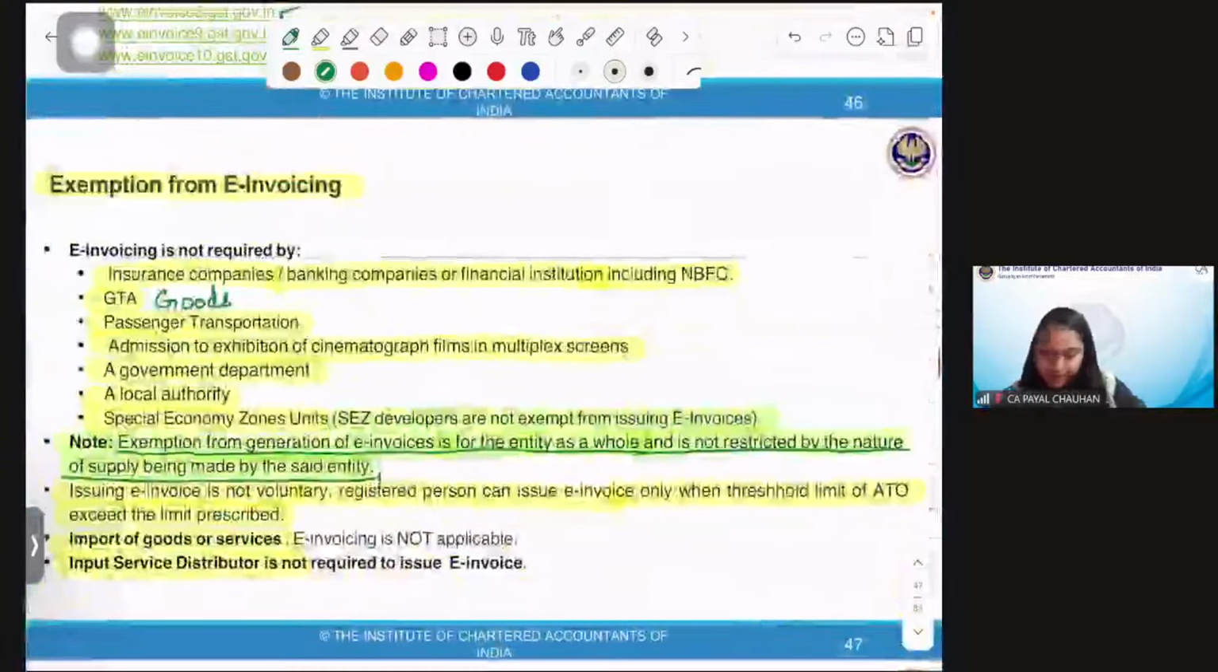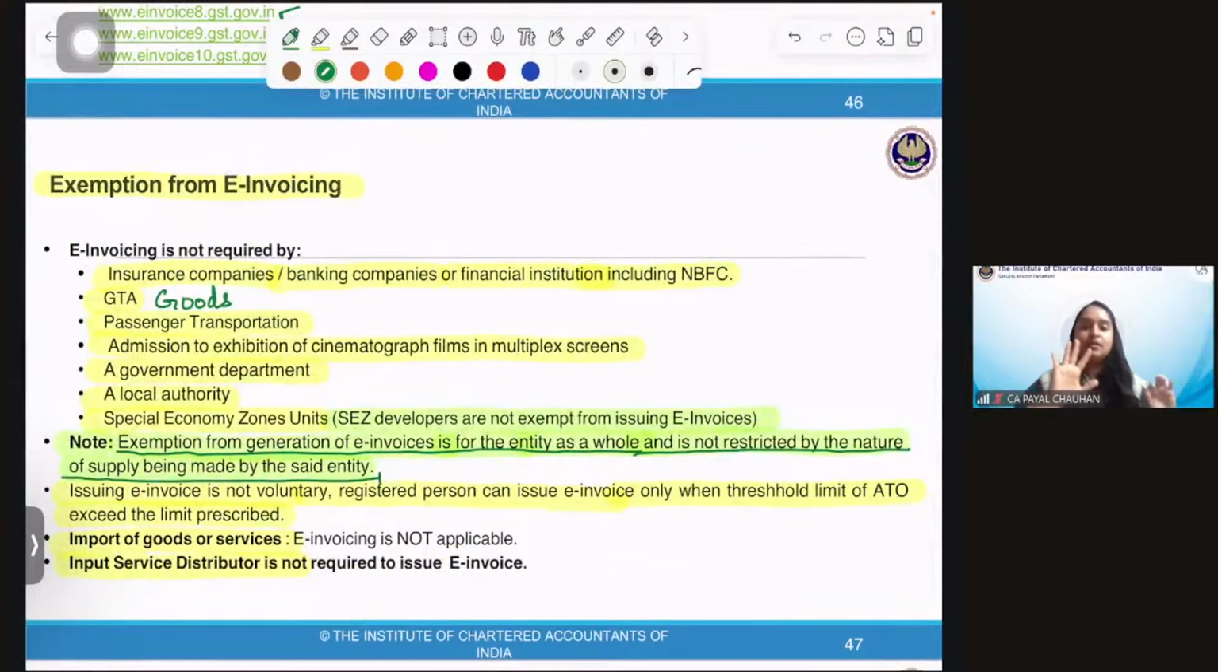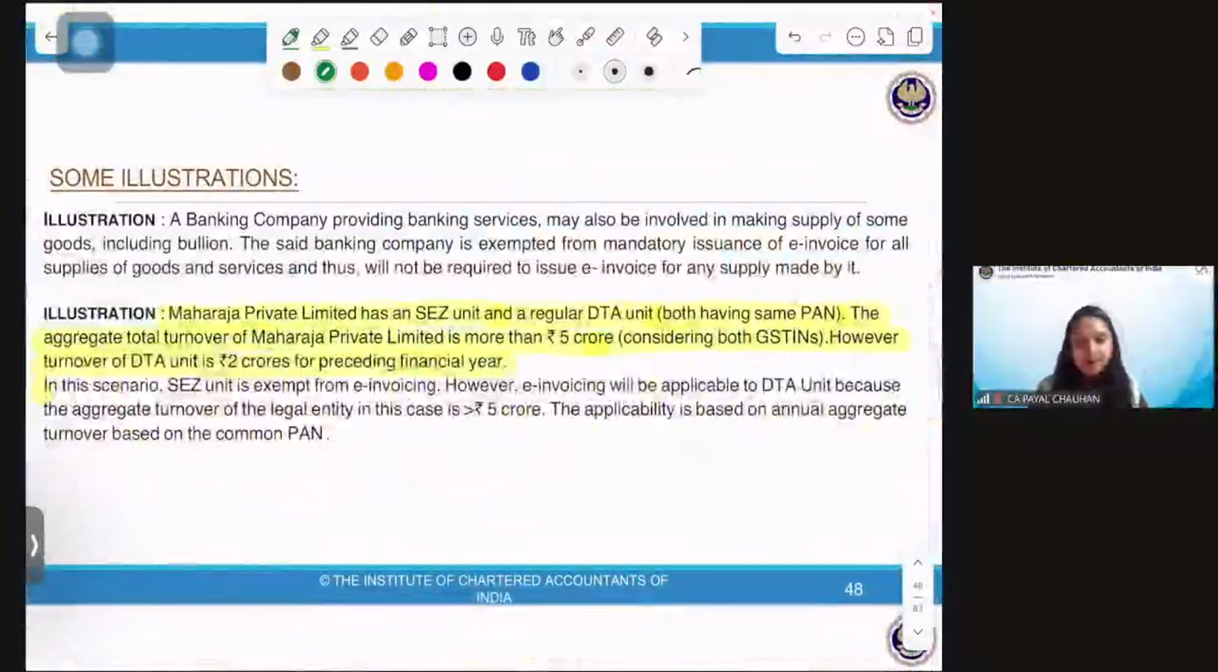Next question to you is exemption. We need to specify 5 categories of people on which, though they are under the ambit of 5 crore, still e-invoicing is not applicable. GTA, then insurance companies, then banking companies, NBFCs, cinematography films, then government department, local authority. I'm a sales developer. E-invoicing applicable or not applicable? Yes, e-invoicing is applicable, but I'm a sales unit. Perfect answer.